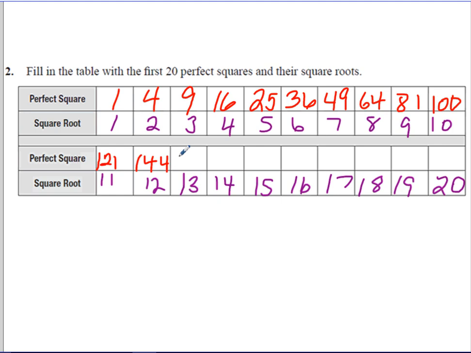13 squared is 169, 14 squared is 196, 15 squared is 225, 16 squared is 256, 17 squared is 289, 18 squared is 324, 19 squared gives us 361, and then 20 squared would be 400.